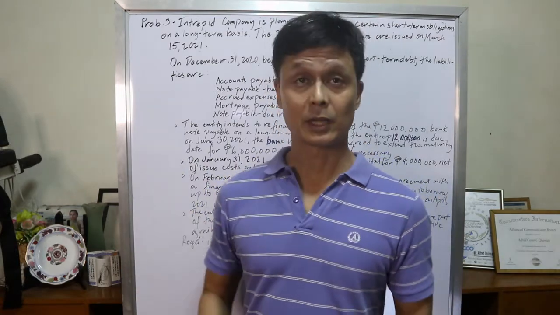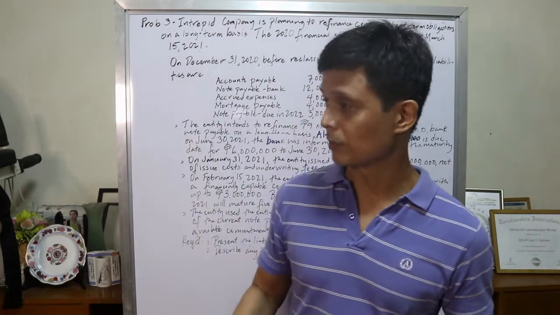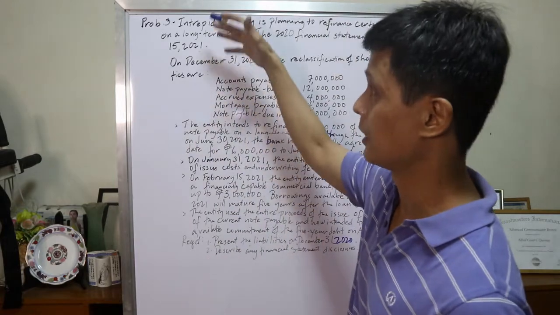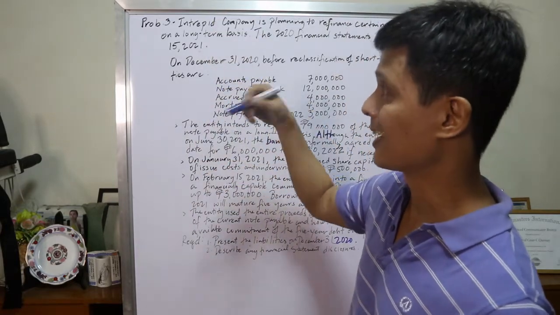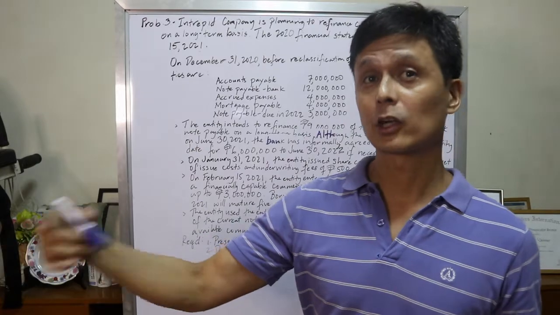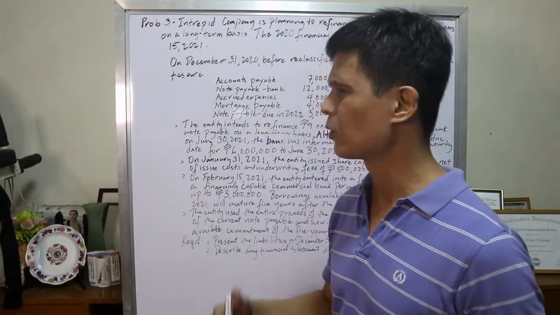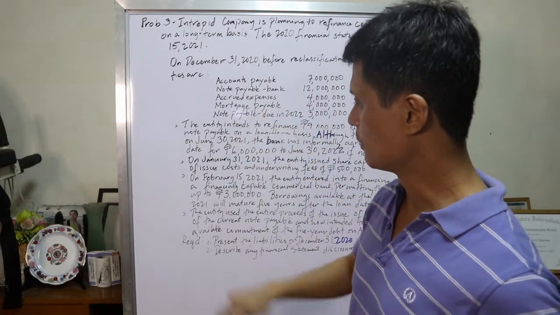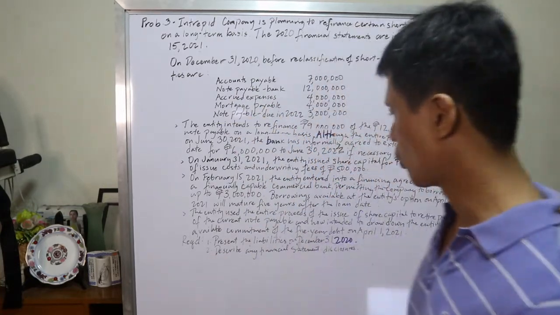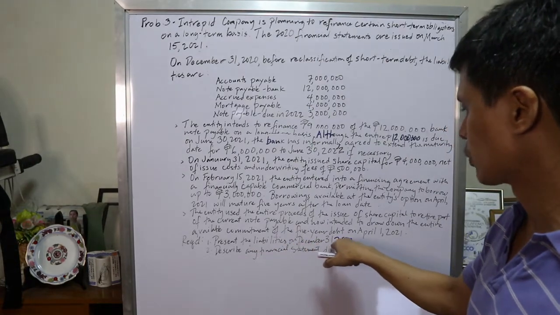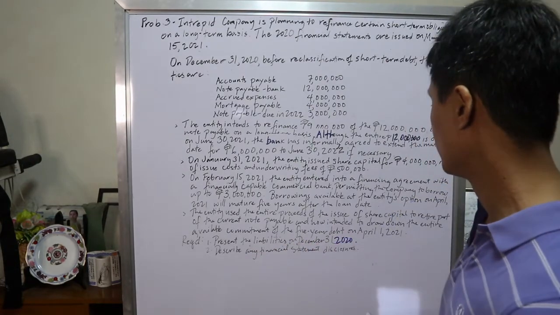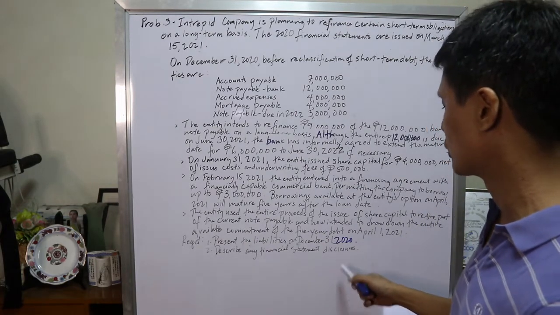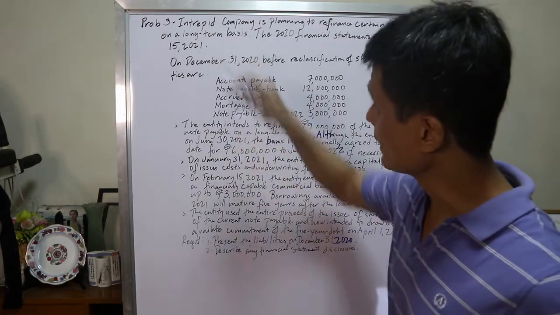So gagawin natin to. So may itong problem na to is medyo may pagka-komplikado ito kasi medyo mahaba. No? So it's a classification or reclassification to non-current liabilities. So merong mga categories yun. No? So well, before that, tignan muna natin yung requirement. Present the liabilities on December 31, 2020. Okay, and then yung requirement number 2 is describe any financial statement disclosures. So, tignan natin to problem.